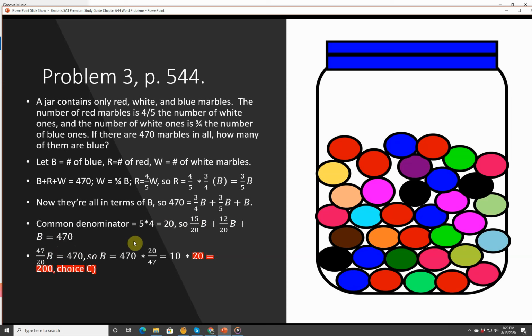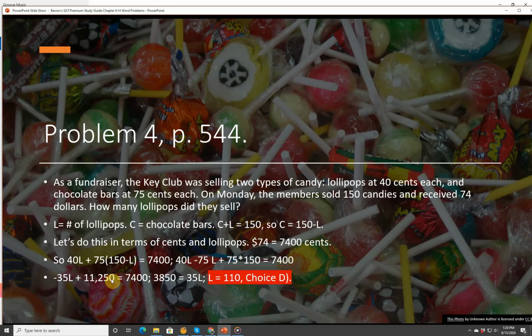So B is equal to 470 times 20 over 47. We know that 10 times 47 is 470. There's a 47 on the top. This is 47 times 10. You can see those cancel out. So you just end up with 10 times 20, which is equal to 200, which is choice C.